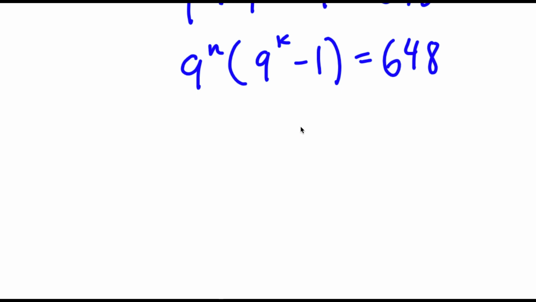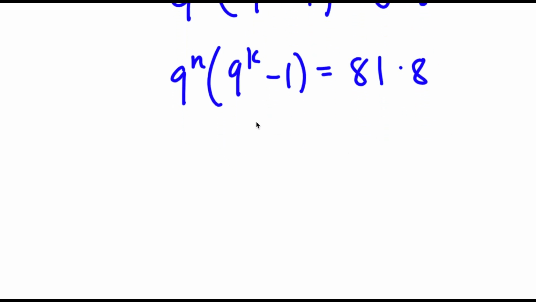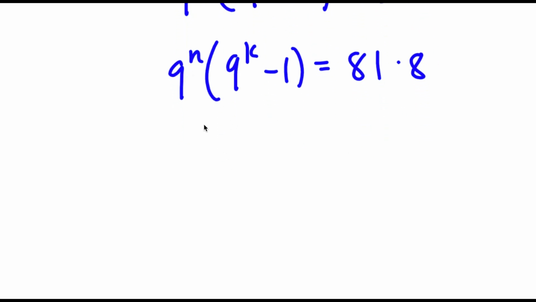And 648 I can rewrite as 81 times 8. So now I have 9 to the power of n times 9 to the power of k minus 1 is equal to 81 times 8. Now, 9 to the power of any number is odd, but an odd number minus 1 is going to be an even number. So 9 to the power of n is odd, and 9 to the power of k minus 1 is going to be even. So 81 is odd, and 8 is even.